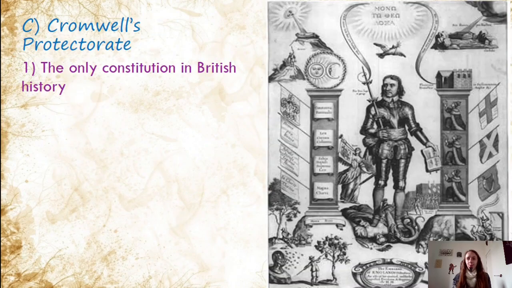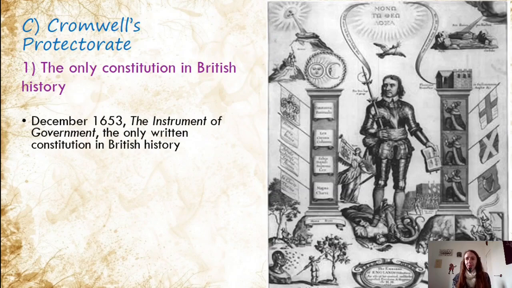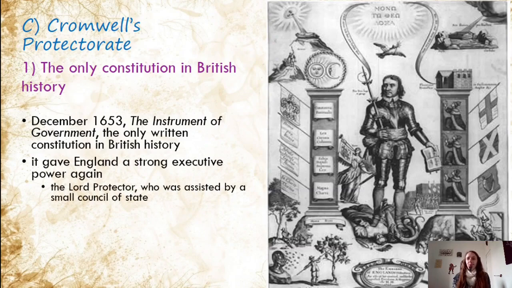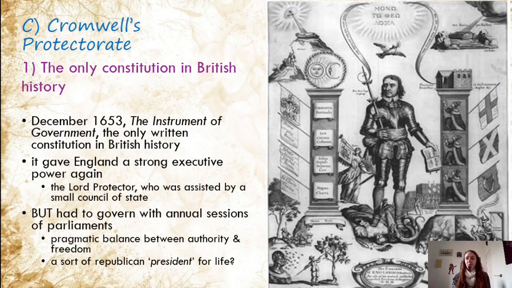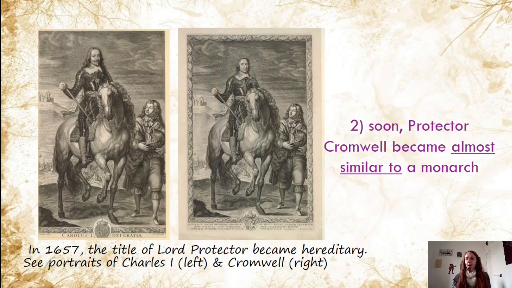This is the beginning of Cromwell's Protectorate. The only constitution in British history was written during Cromwell's Protectorate. It was called the Instrument of Government, and it was produced in 1653. It gave England a strong executive power, with the Lord Protector, who was assisted by a small Council of State but had to govern with annual sessions of Parliament. So there was a sort of pragmatic balance between authority and freedom, and a sort of Republican president for life. But soon, Protector Cromwell became almost similar to a monarch.